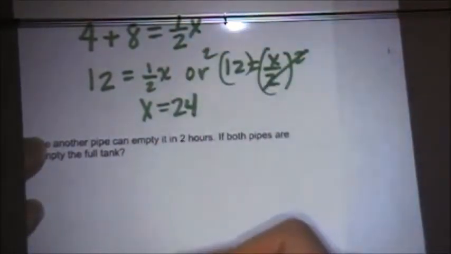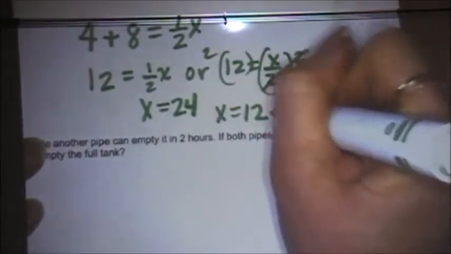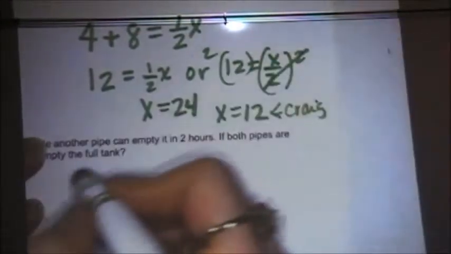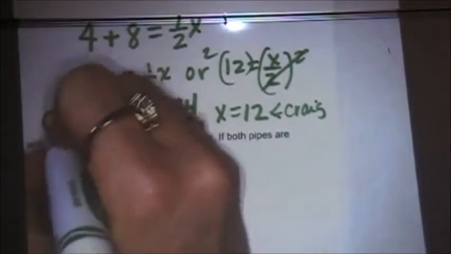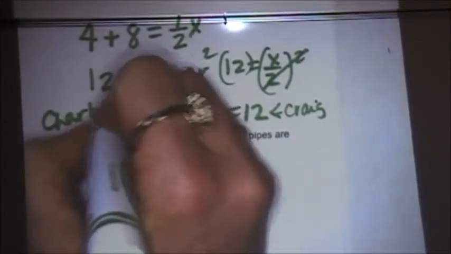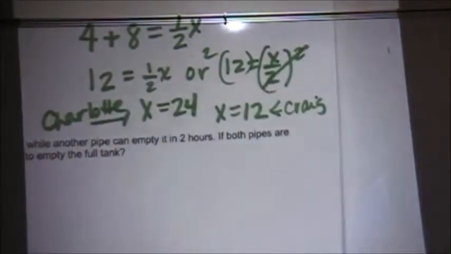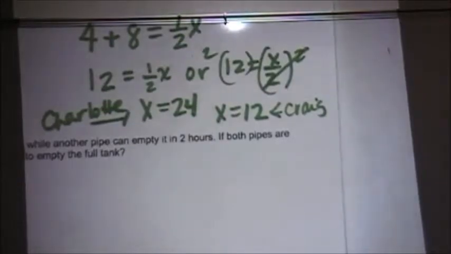So that's how long it takes Charlotte, which means this is Craig. Takes Craig 12 minutes, takes Charlotte 24 minutes. And together it would take the two of them 8 minutes. And that's it for that one.